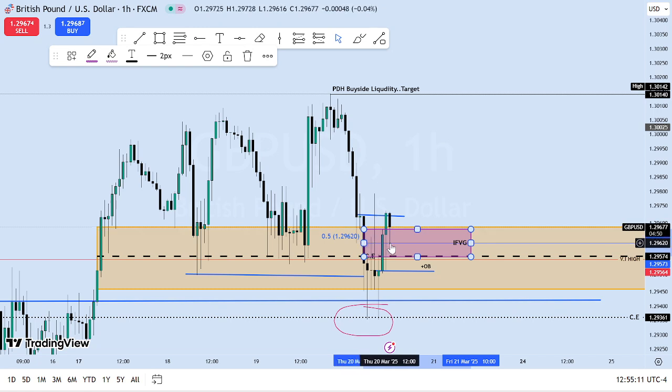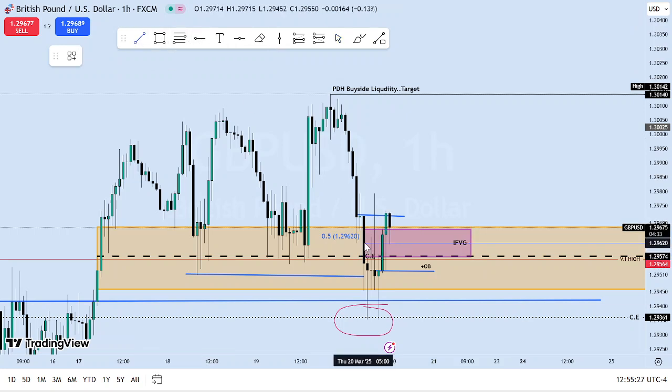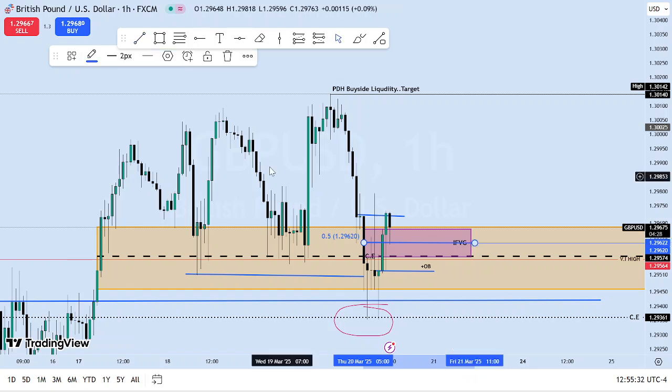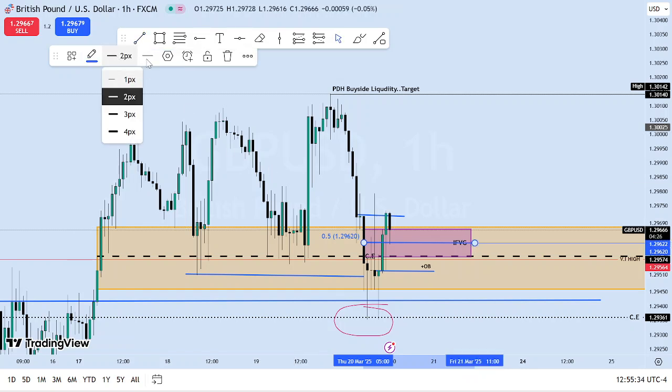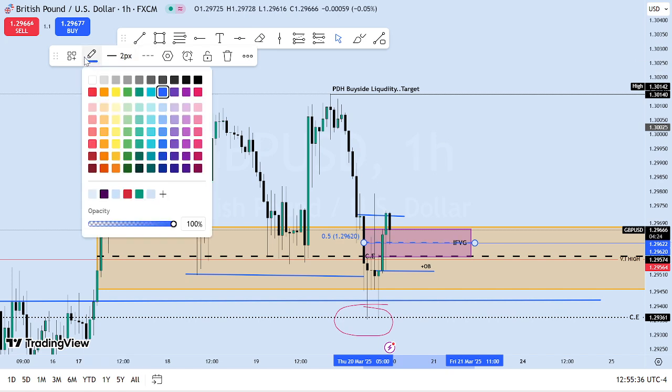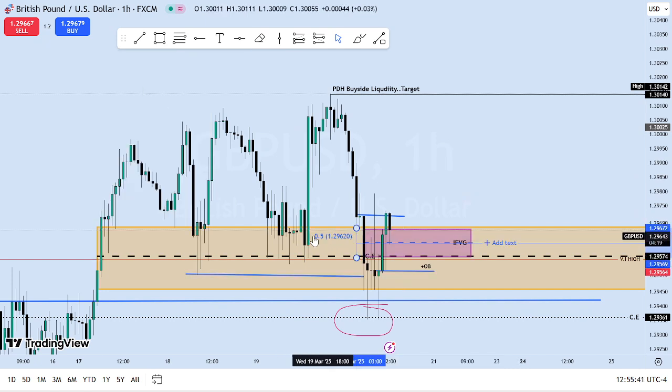Going to the consequent encroachment, which is the 50% of the inversion, acts as a major support level. That's the discount area now. Price will go for premium, discount to premium. That's a consequent encroachment. Yeah, the consequent encroachment. Can remove the Fibonacci.